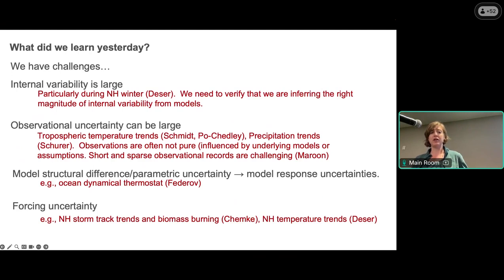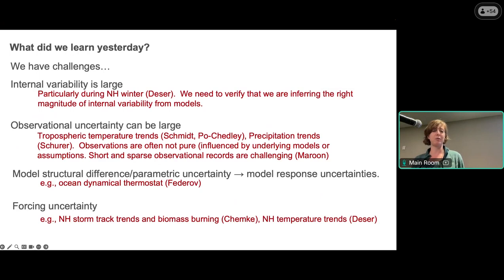We also have issues, of course, related to model structural differences or parametric uncertainty, which can lead to models doing different things. We didn't have too many examples of that yesterday. We had more examples of where all the models might be doing one thing and the observations are doing the other. But one example was from Alexei, where we have different models that had different representations of the ocean dynamical thermostat and did different things in response to rising CO2.